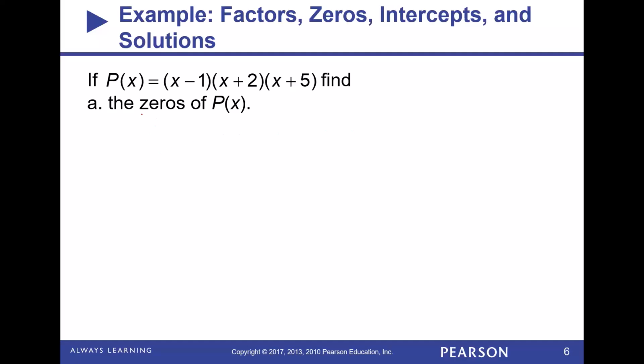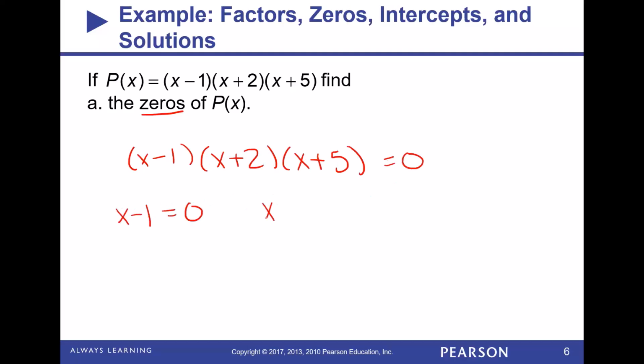The fact that it says the word zero here means I'm going to take the whole factored form of everything that we see here and set it equal to 0. Now, again, each factor, because it's in factored form, gets set equal to 0.